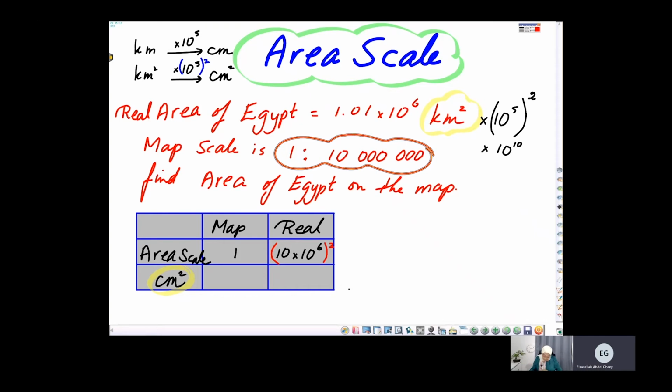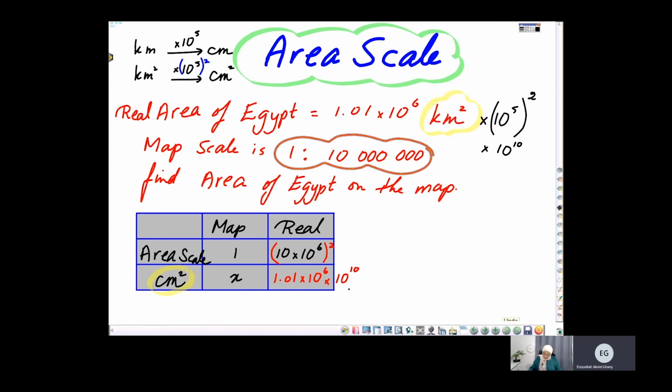Now, where shall we write the real area? Below the title of real area, which is 1.01 multiplied by 10 to the power of 6 multiplied by 10 to the power of 10. Why shall I write multiplied by 10 to the power of 10? Because multiplied by 100,000 but squared. Now, where is the unknown? The unknown is this x. So, we will simply make cross multiplication as we did before.